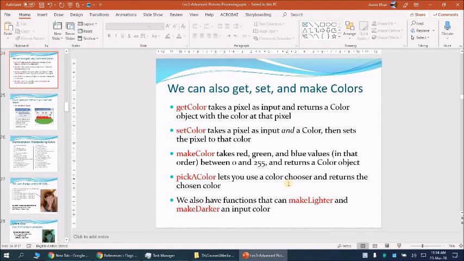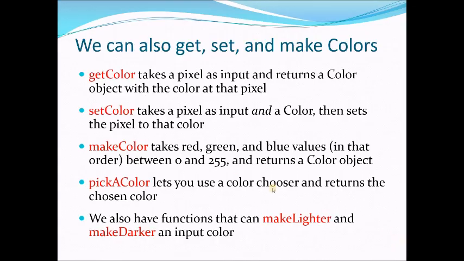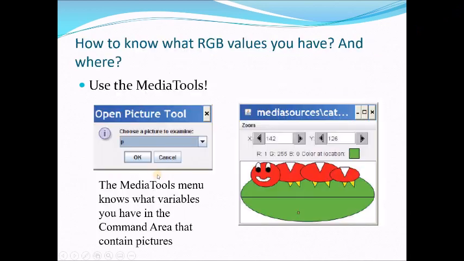So dear class, we started last week, if you remember, we worked on the different color functions. Remember there were 6 color functions we discussed. The 6 color functions are getColor, get and set color, make color, pick a color, and then there are 2 functions to make the color lighter or darker. All these functions work on a pixel. They take a pixel object as input and they modify the color of the pixel. So we have worked on this last time.